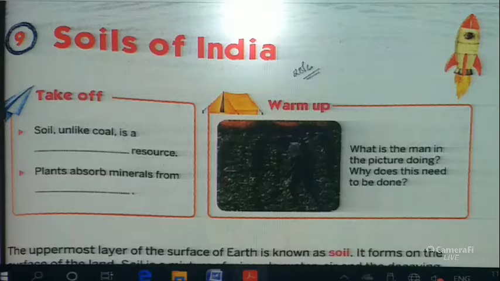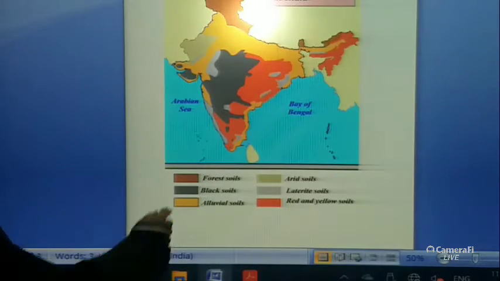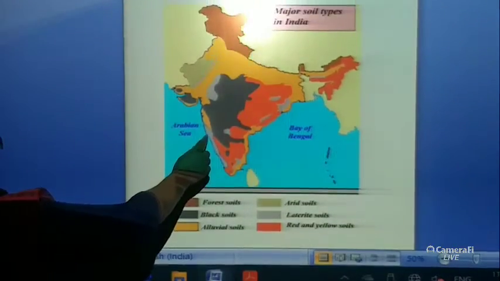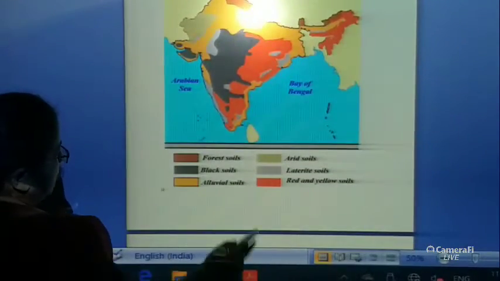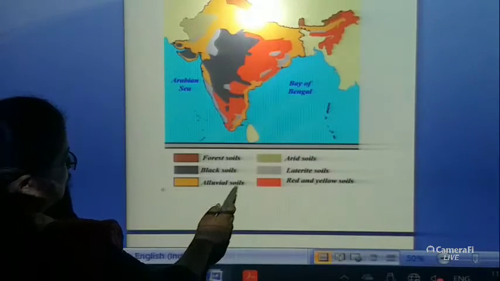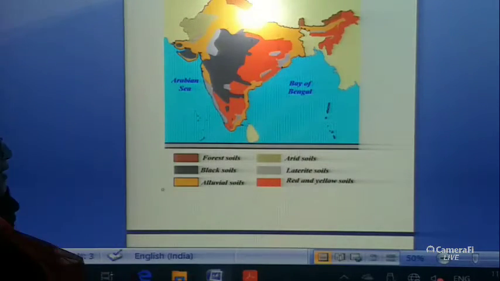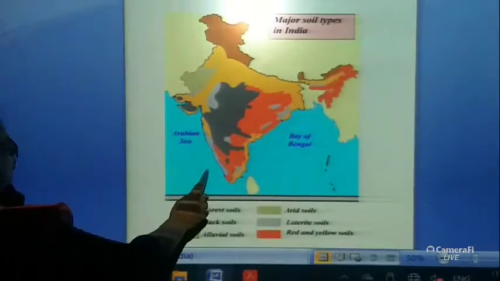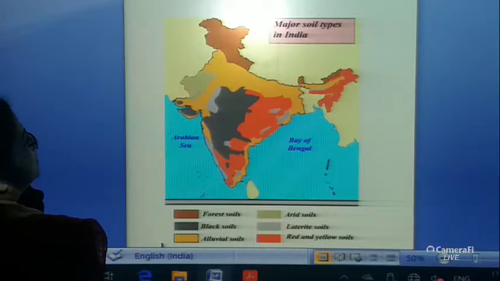Okay, today we will be doing chapter 9, that is soils of India. Let us see the types of soils we find in India, the major types of soil we find in India. Now children, let us see the names of the soil first. Forest soil, black soil, alluvial soil, arid soil, laterite soil, red soil and yellow soil. Now over here the key is given of the colors.